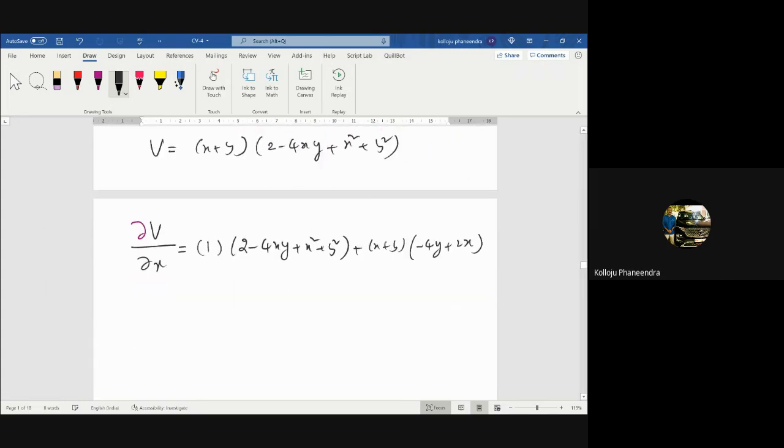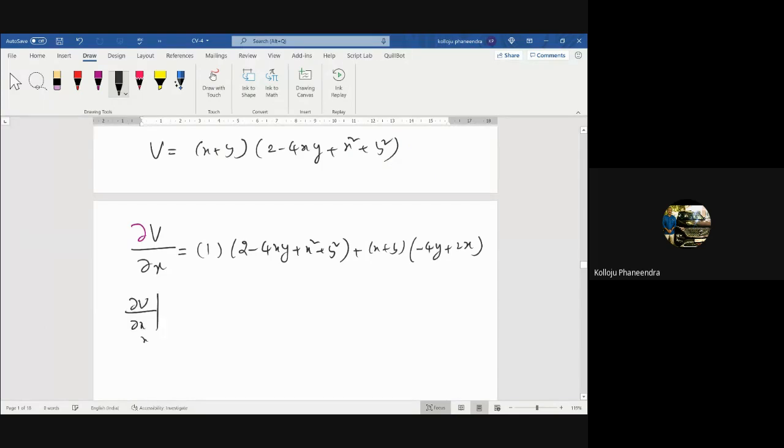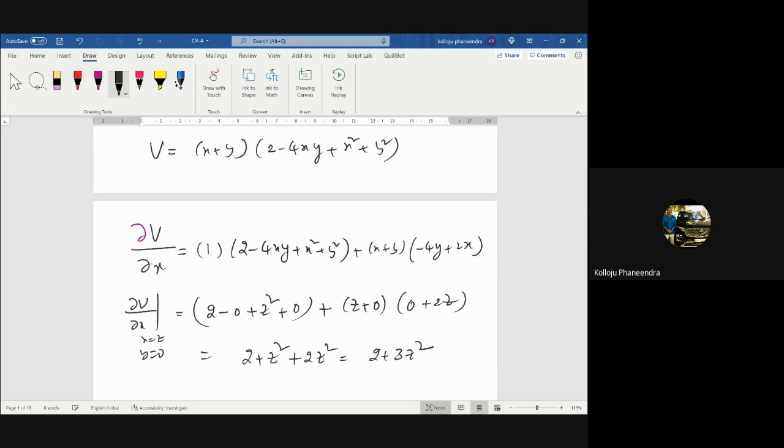Now evaluate this at what point? At x equal to z, y equal to 0. Same logic. So this is 2 and this is 0. This is z square and this is 0, plus this is z plus 0 and this is 0 plus 2z. So what I'm getting, this is 2 plus z square plus 2z square. So this is 2 plus 3z square value.